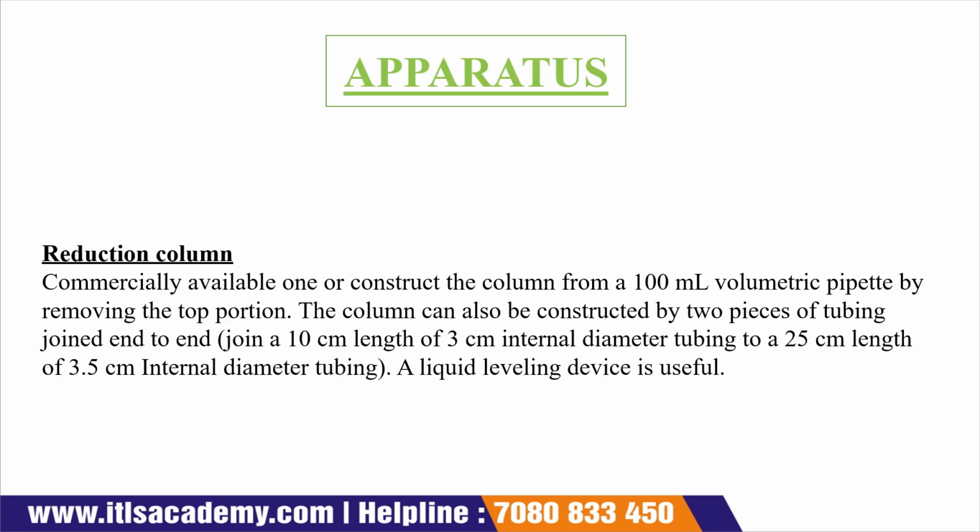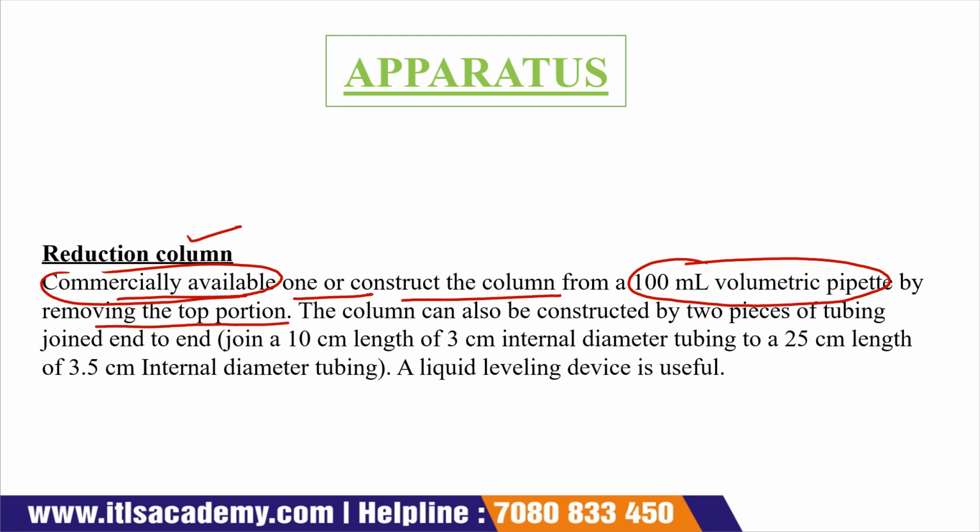Now the next is the apparatus used for this experiment. The first apparatus that we require is a reduction column. This reduction column is commercially available, or you can construct the column from a 100 ml volumetric pipette. When we remove the top portion of the volumetric pipette, it converts into a reduction column.